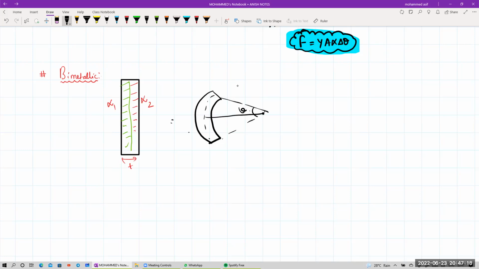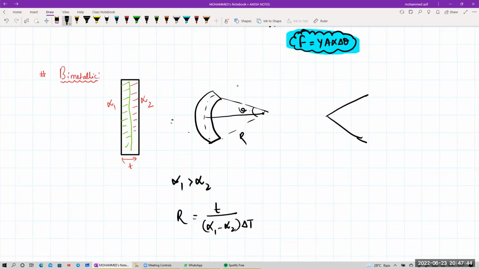So if alpha 1 is greater than alpha 2, this will be the relation. The radius R that you are calculating will be equal to T divided by alpha 1 minus alpha 2, into your temperature difference delta T. Condition. Okay?